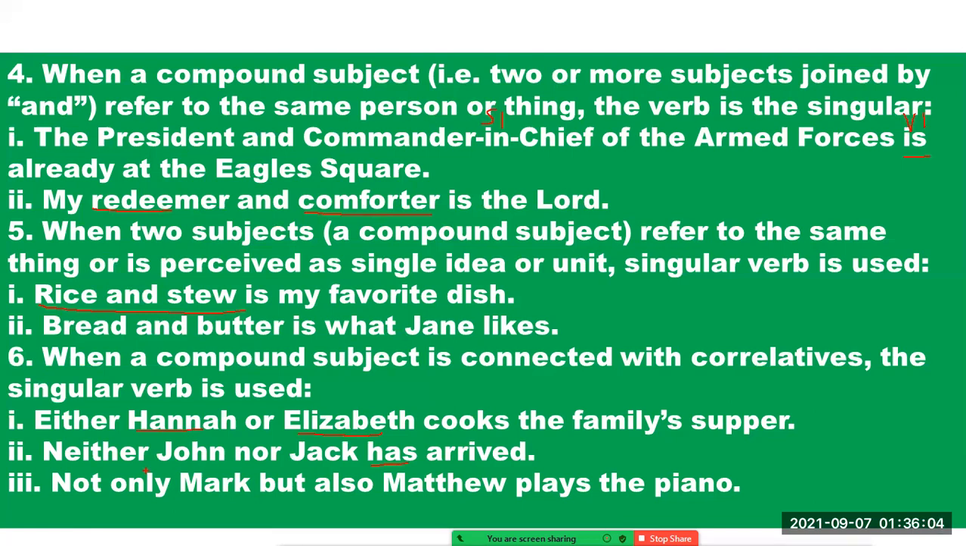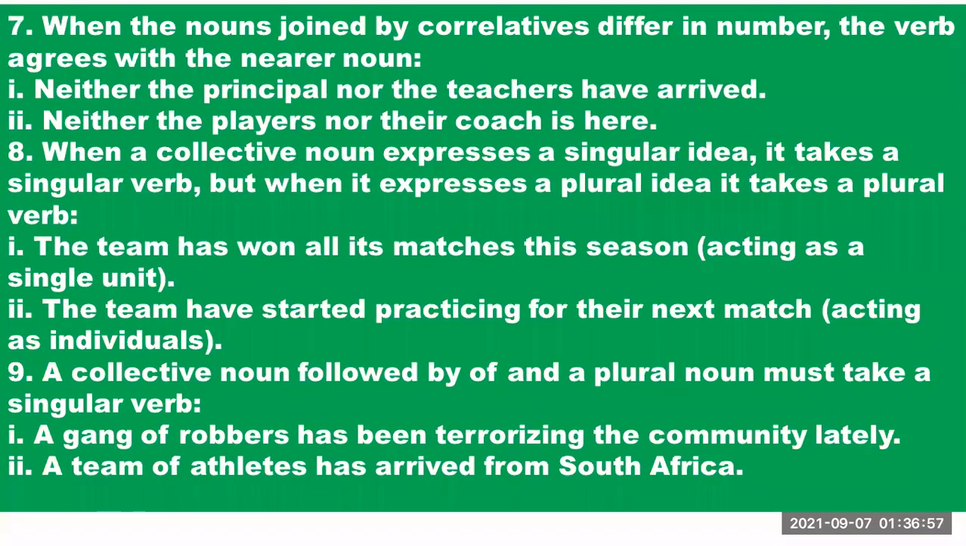Of course, always bear in mind that rule number one is the foundational rule, the fundamental rule. And I can say it is the foundation upon which all other rules are built. And when you look at it from this angle, that will simplify the entire process, all right? Example: not only Mark, but also Matthew plays the piano, all right? Not only Mark, but also. So you can see that also is a correlative. And whenever correlatives are involved and you have two singular subjects joined by correlatives, then of course you have to use the singular verb.